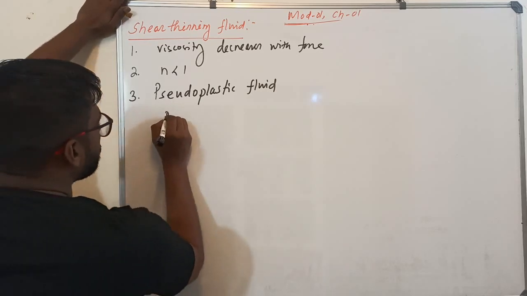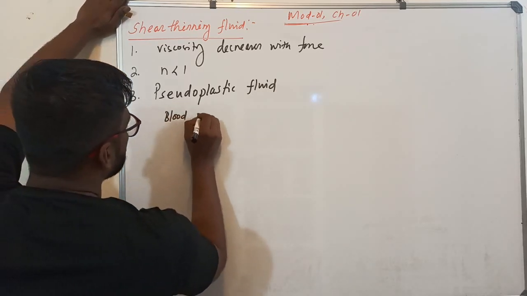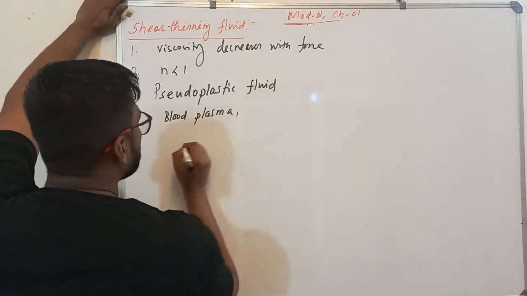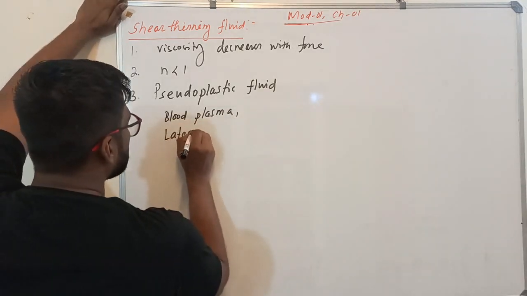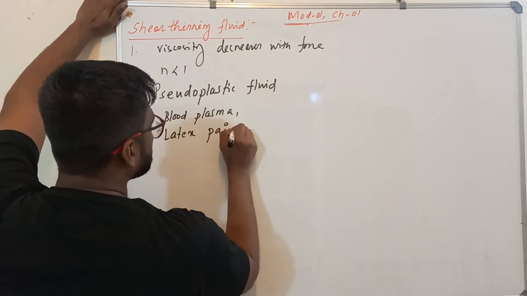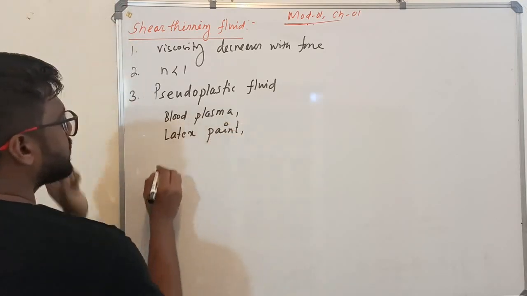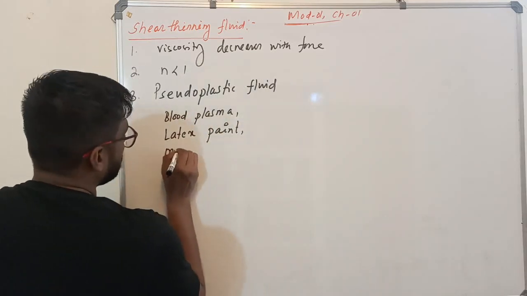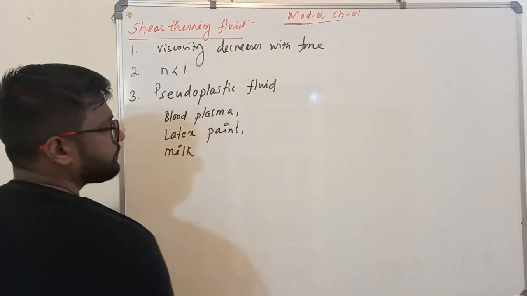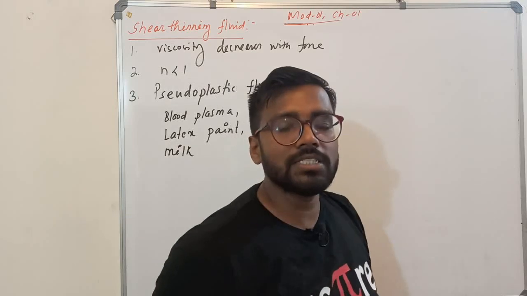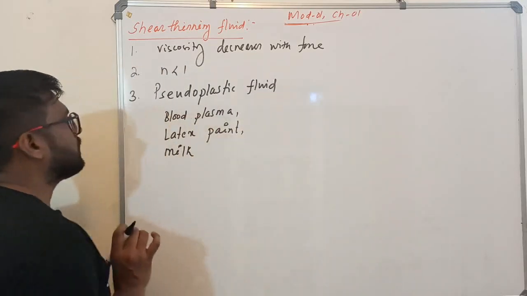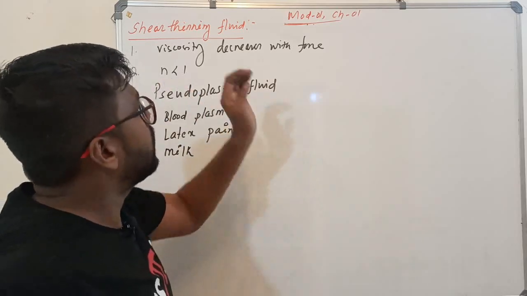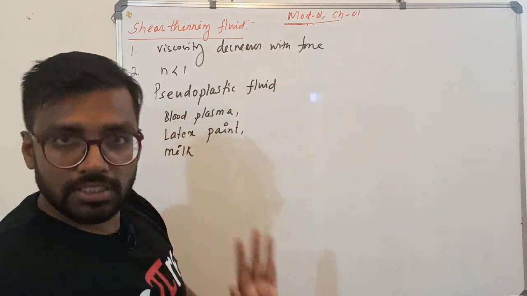Okay. For example, your blood plasma, you can go for your latex paint. Latex paint, okay, that is some solutions you are using now. You can go for milk. So these are some examples of your pseudoplastic fluid. Next, now why with force the viscosity decreases.